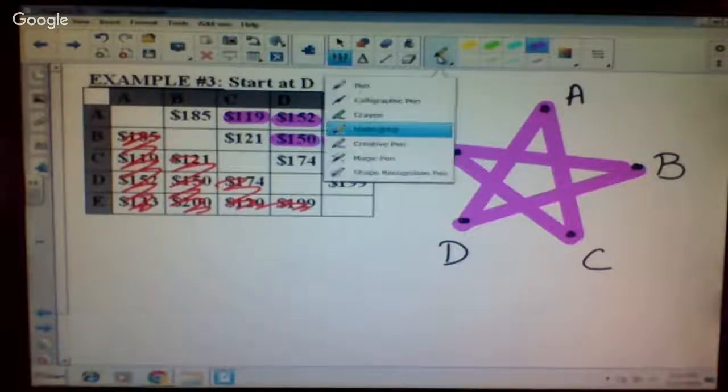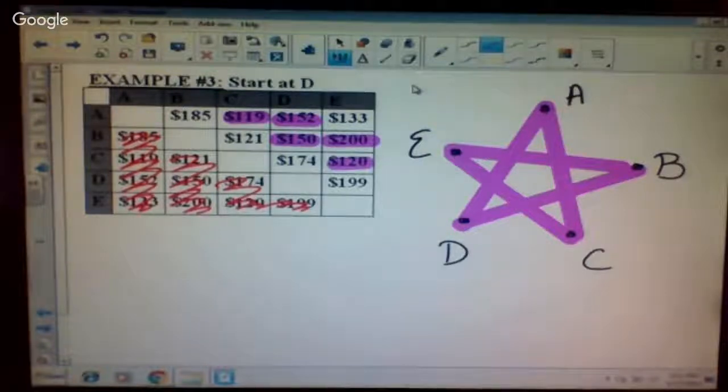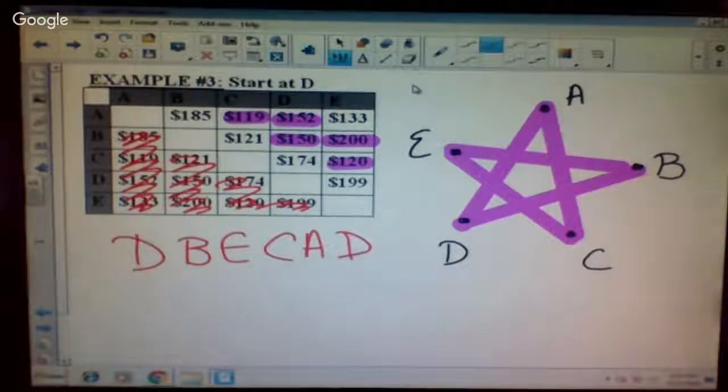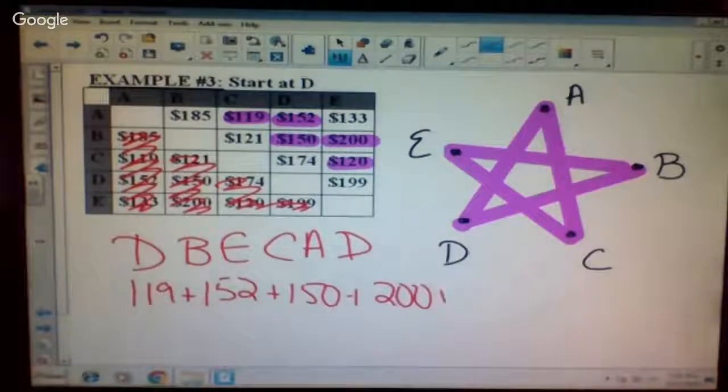Okay, so then the last thing we need to do is list it out. They want us to start at D this time. If I start at D, I'm going to B, B to E, C, A, and back to D. And then you're going to add up all 5 of these. So 119, 152, 150, 200, and 120. 741.